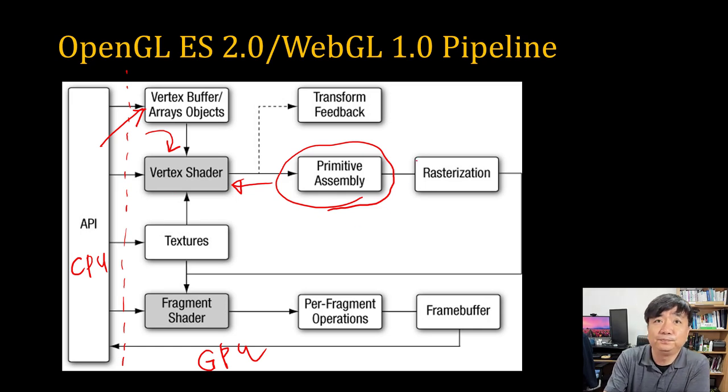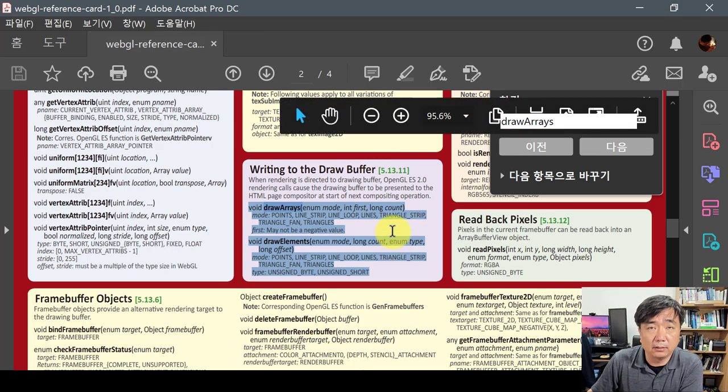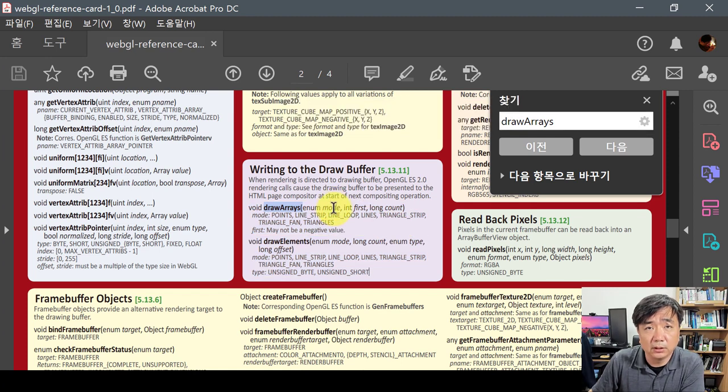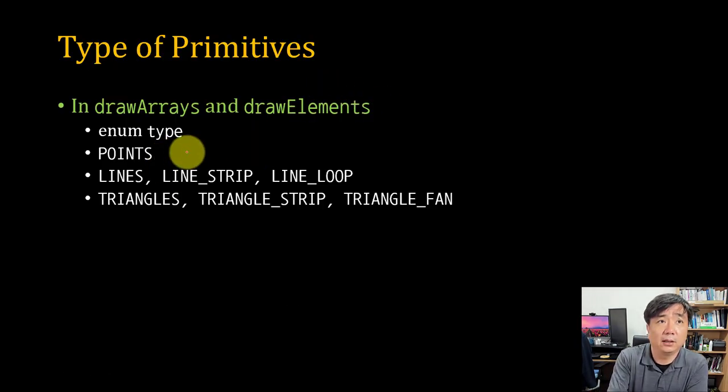There are three kinds of primitives in OpenGL ES and WebGL: one is points, second is lines, third is triangles. In the drawArrays and drawElements API commands, there is a mode. In the reference manual, in mode, GL_POINTS is used for drawing points, GL_LINES, GL_LINE_STRIP and GL_LINE_LOOP are used for drawing lines, and GL_TRIANGLES, GL_TRIANGLE_STRIP and GL_TRIANGLE_FAN are used for drawing triangles.